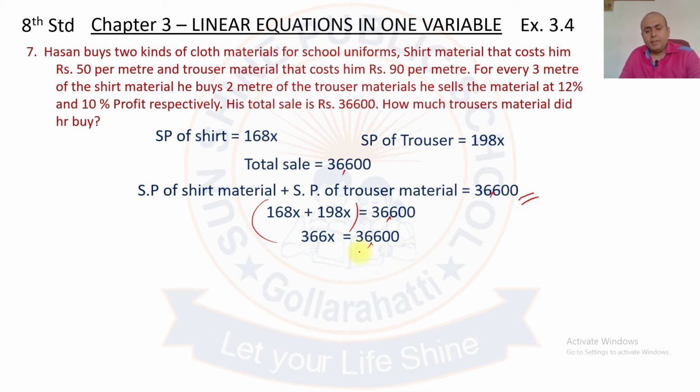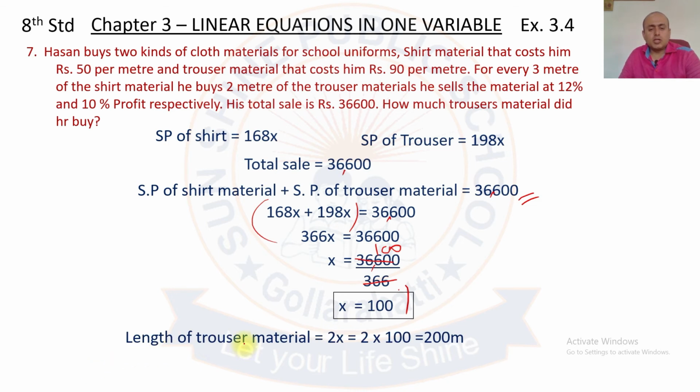So if you divide by 366, you will get the value of x. That is x is equal to 36,600 divided by 366. 366 ones are 366, and 366 ones are 366, that is 100. So we got the value of x is equal to 100. Therefore, length of trouser material is 2x, which is 2 into 100, equal to 200 meters of trouser material we will buy.